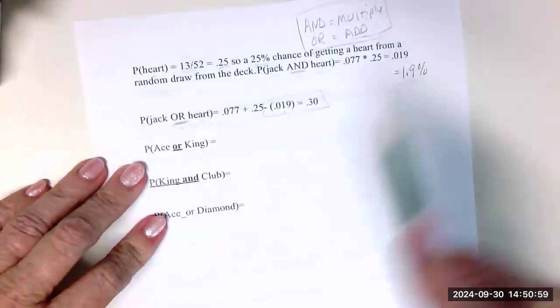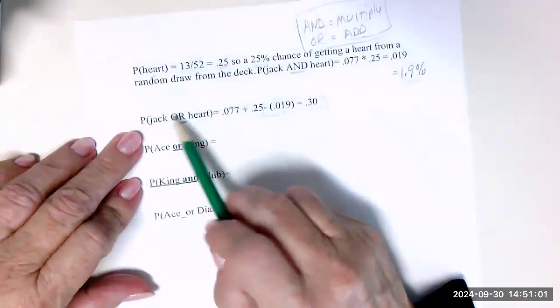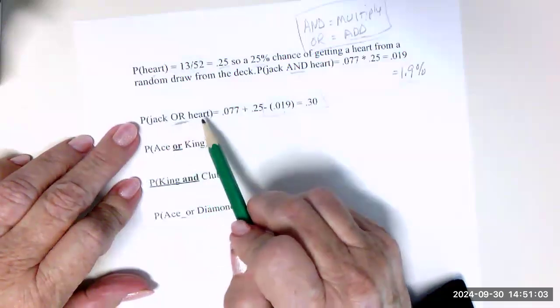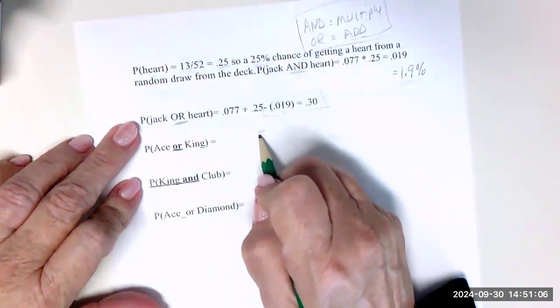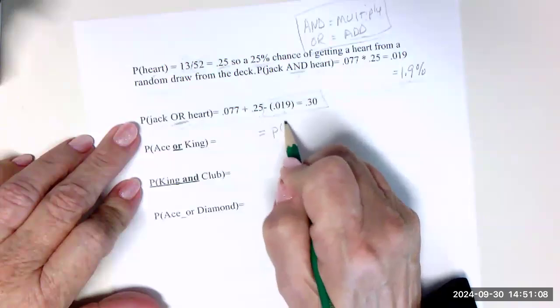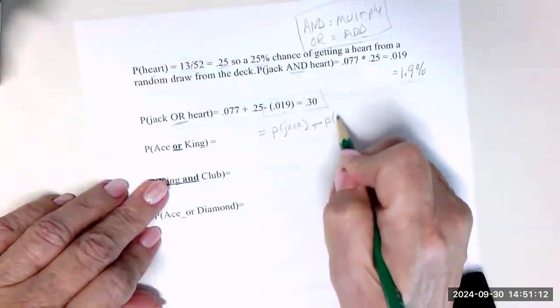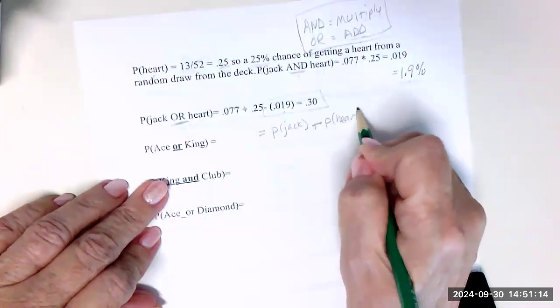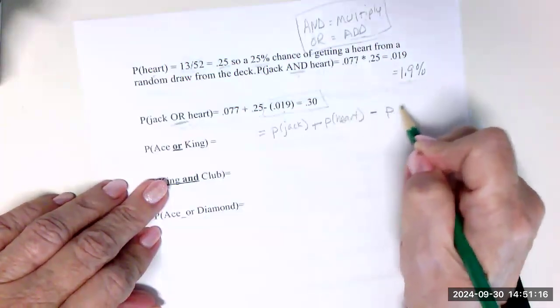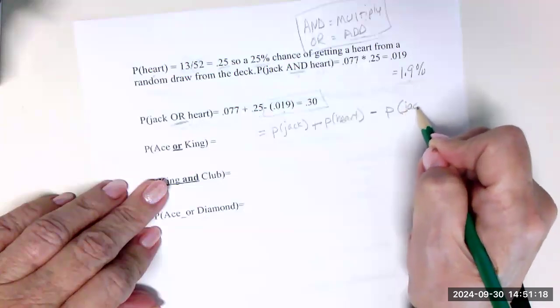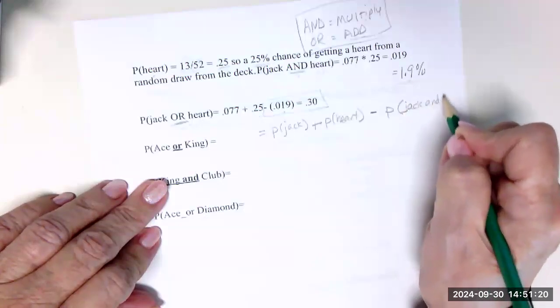Okay, so let me write this out so you can kind of see. Probability of getting a jack or a heart is equal to the probability of a jack plus the probability of a heart minus the probability of getting a jack and a heart.